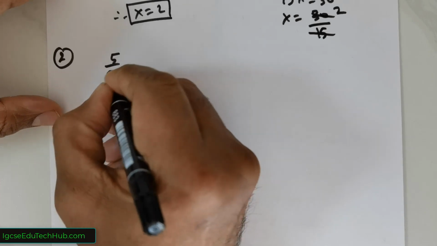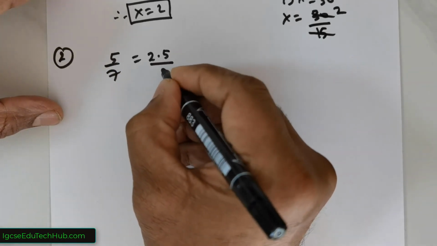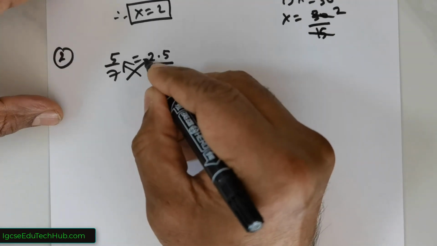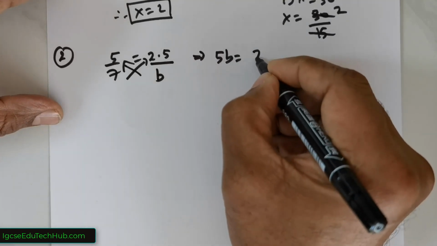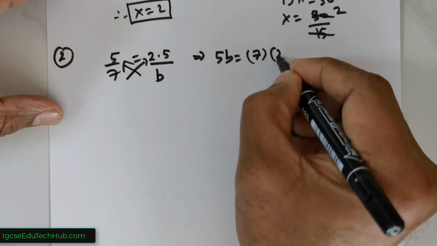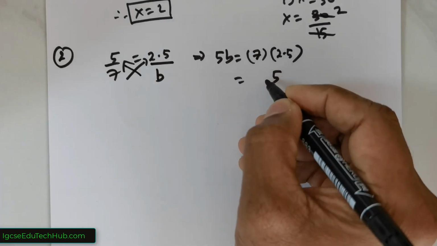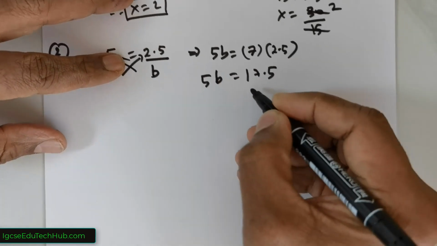Question number 2: 5 over 7 is equal to 2.5 over some b. So you cross multiply and you get 5 times b is equal to 7 multiplied with 2.5. So it's going to be 7 5s are 35, 7 2s are 14, 15, 16, 17. Place the decimal and you got 5b there.